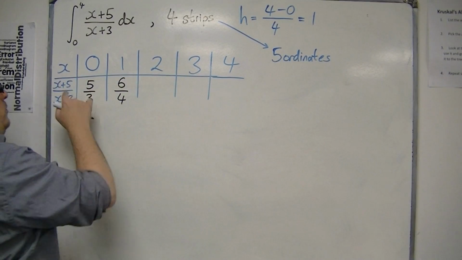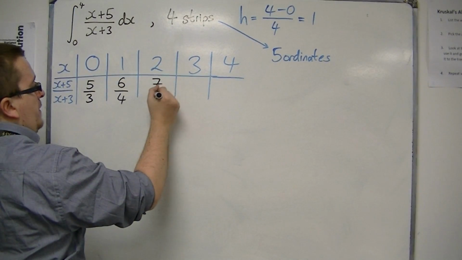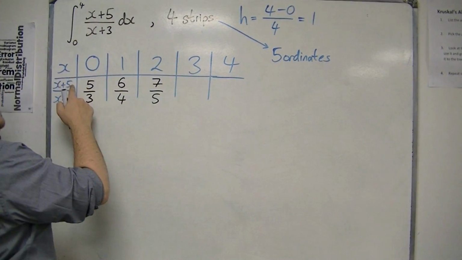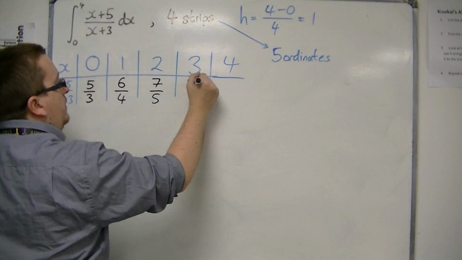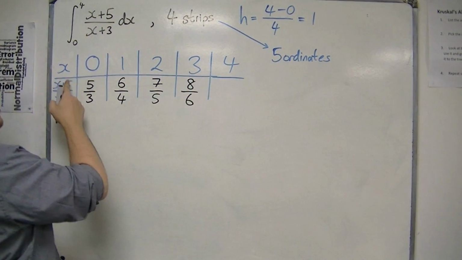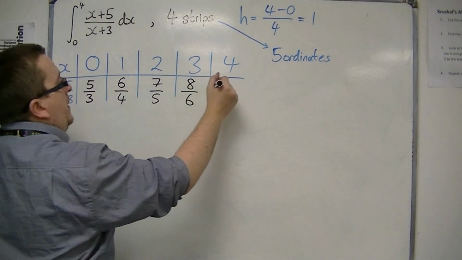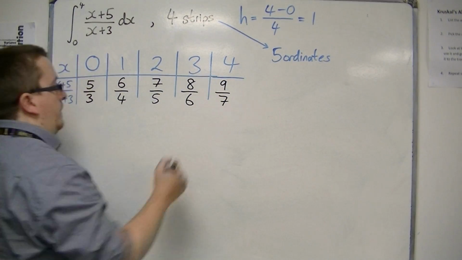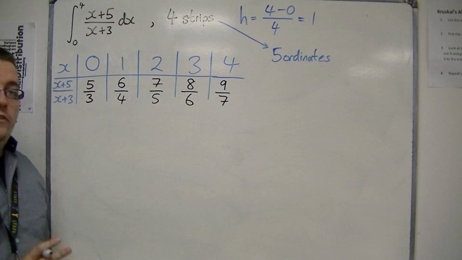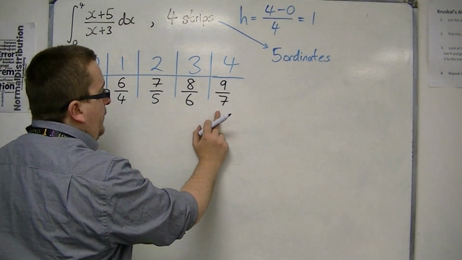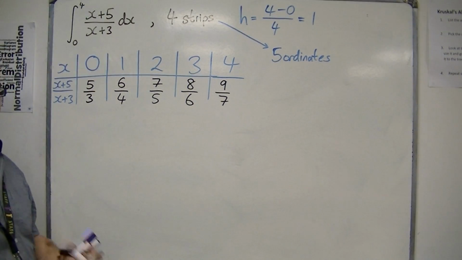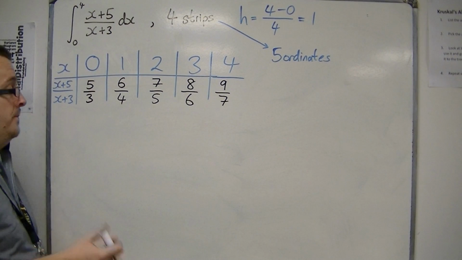Just so it's easy to look back and check if anything's gone wrong. Then I'm putting in 2, so I'm going to get 7 over 5. Putting in 3, I'm going to get 8 over 6. And then putting in 4, I'm going to have 9 over 7. Okay, so these are my y ordinates, which I can then substitute into the formula.